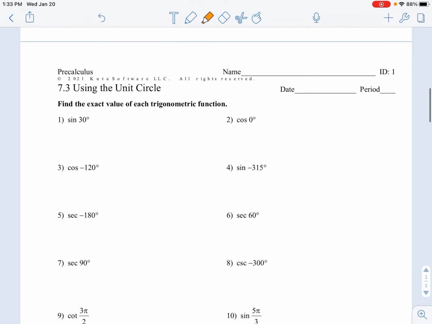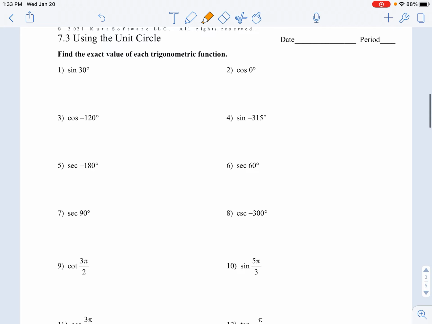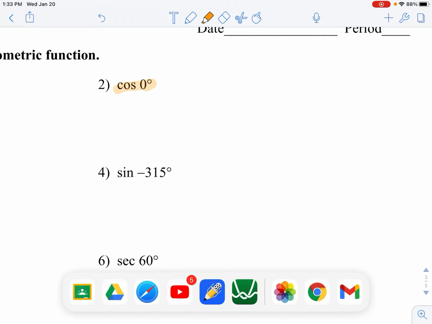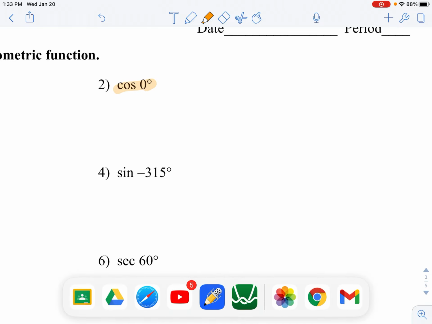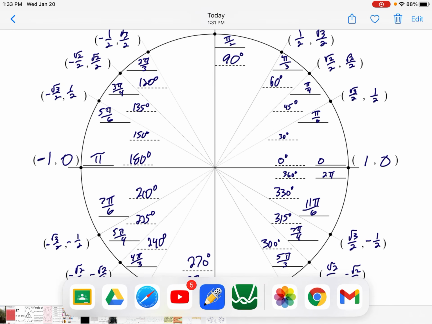We're ready to go. Using the unit circle, find the exact value of each trigonometric function. I'm going to do the evens, and of course I ask you to do the odds. What's the cosine of 0? Well, I can't use the unit circle if I don't have the unit circle. So there's my unit circle.